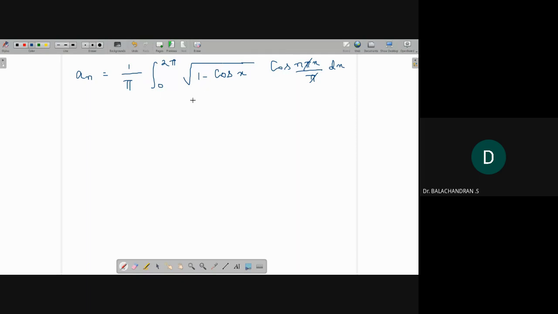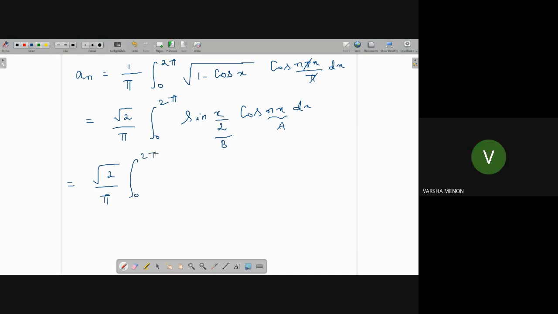So now, again, you should write this is root 2 by pi, integration from 0 to 2 pi, sine x by 2 into cos nx into dx. So this is A, this is B. So this is equal to root 2 by pi, cos A sin B. Cos A sin B is what? Sin A plus B minus sin A minus B.